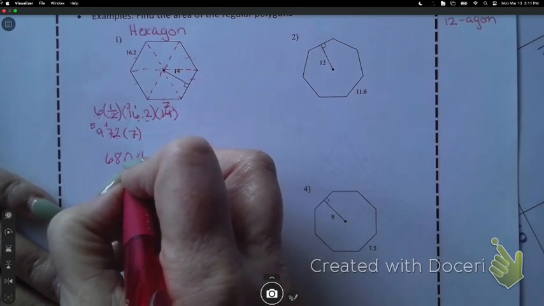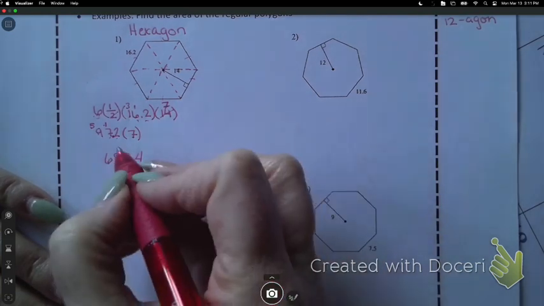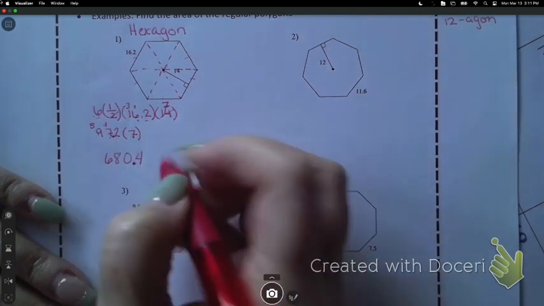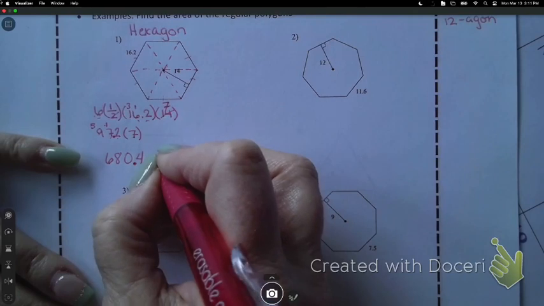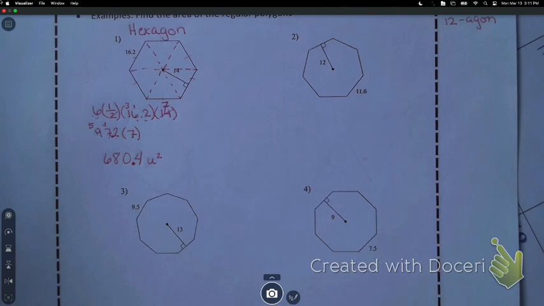There's 1 decimal place. And then there's units squared. I will tell you on this and your homework, they don't have units. On your test, I am going to put units. I don't like that you have to write units squared. That's really weird, isn't it? So on your test, I am going to have a unit. Okay?